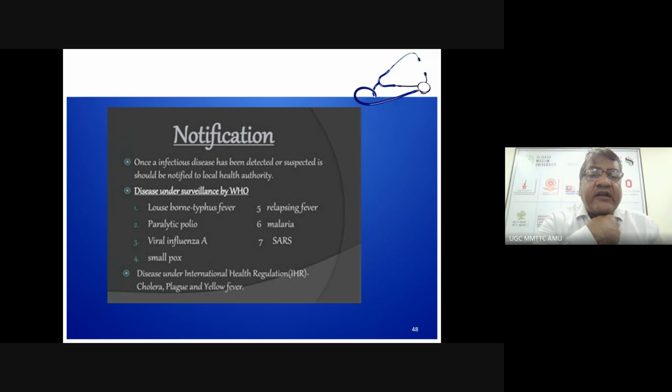Notification: once an infectious disease has been detected or suspected, it should be notified to the local health authority. Diseases under surveillance by WHO nowadays are polio, viral influenza A virus, smallpox, malaria, relapsing fevers. These are all the diseases which are under surveillance by the WHO. Diseases under international health regulation are cholera, plague, and yellow fever.